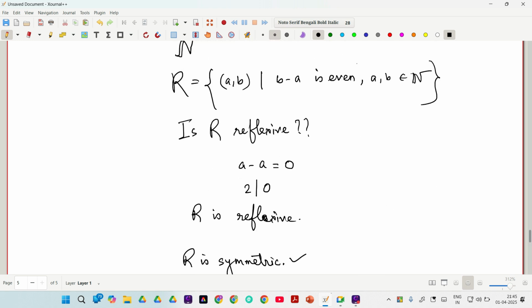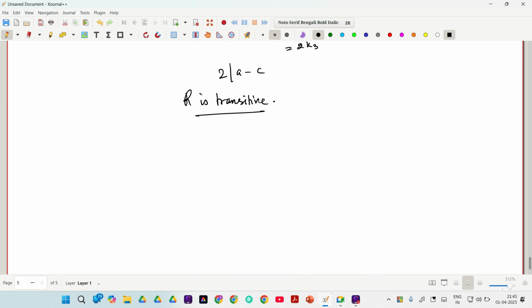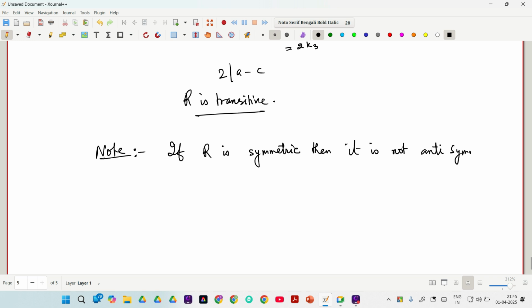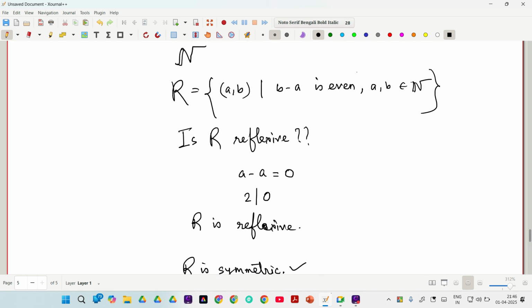But this is not an antisymmetric relation, because note that if R is symmetric, then it is not antisymmetric. This is obvious. If it is antisymmetric, then it is not symmetric, and vice versa, and this is obvious from the definition. So R is transitive, R is symmetric, R is reflexive also.